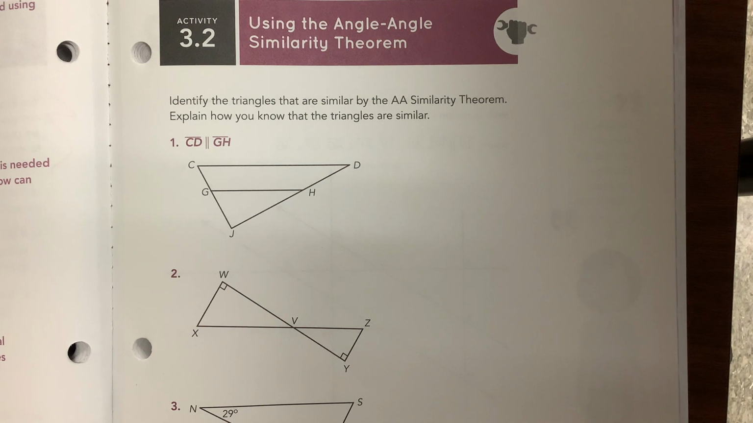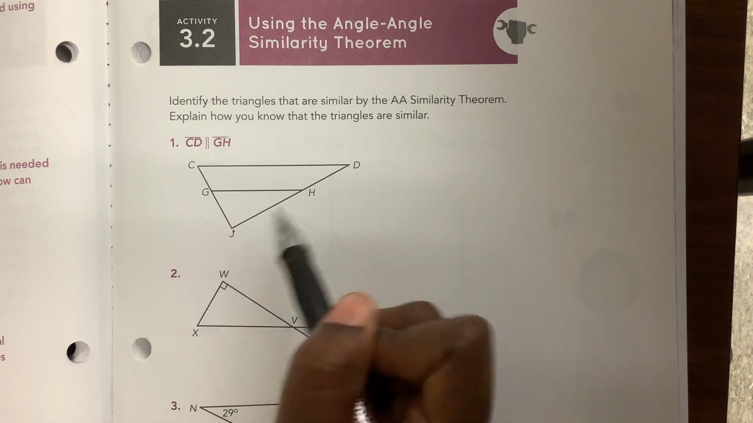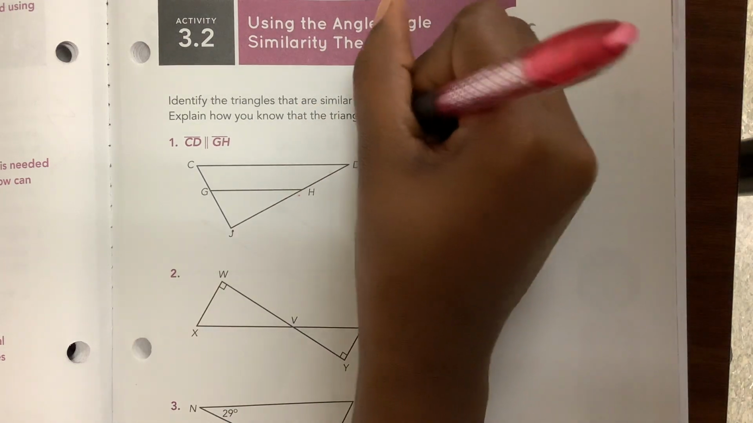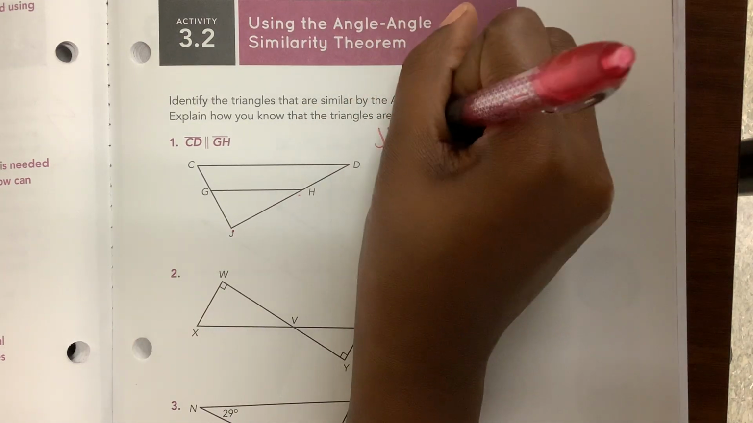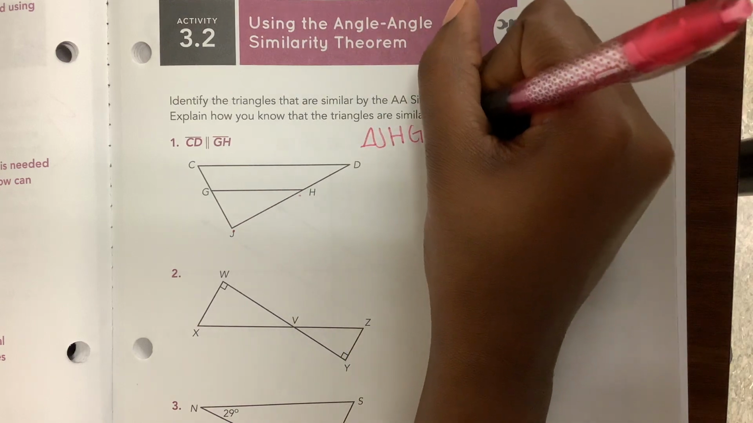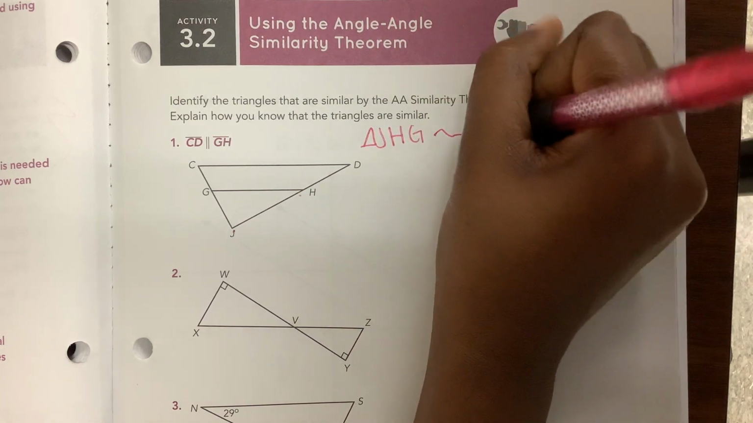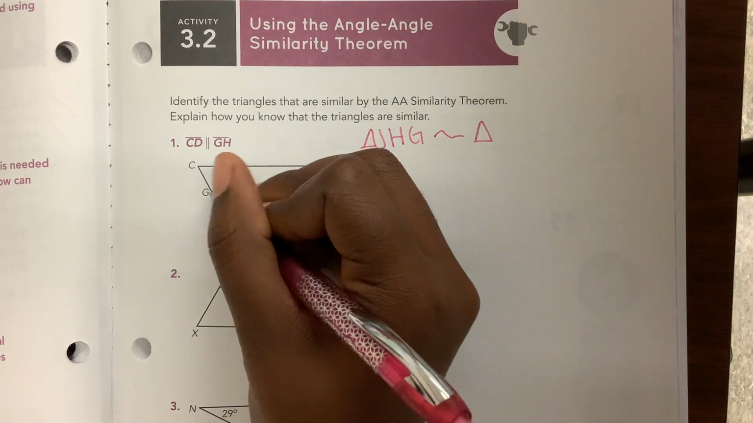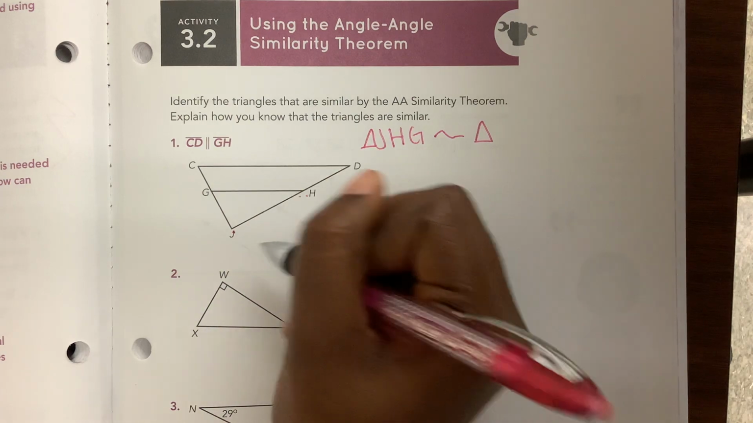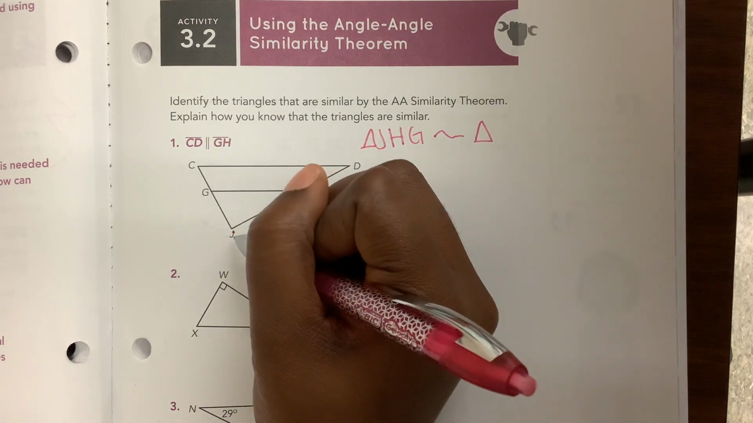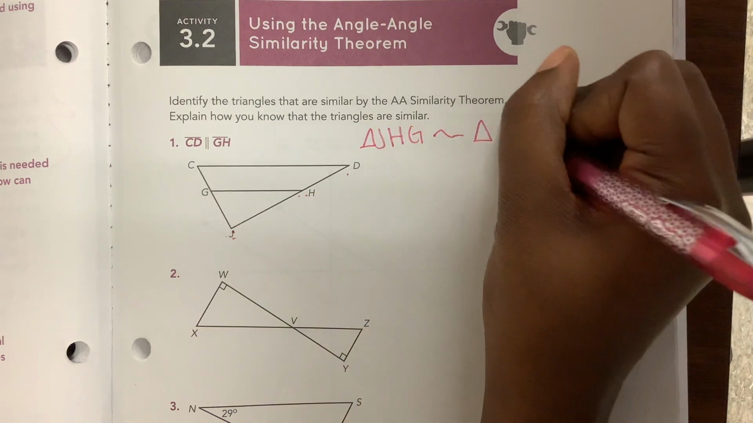Number 1 says line CD is parallel to line GH. So we are going to go ahead and identify what triangle it is first, okay? So let's identify our first triangle. We have triangle JHG. Some say triangle JHG is similar to triangle, if this is JHG, we have to follow that same pattern of boom, boom, boom. So we're going to say JDC.